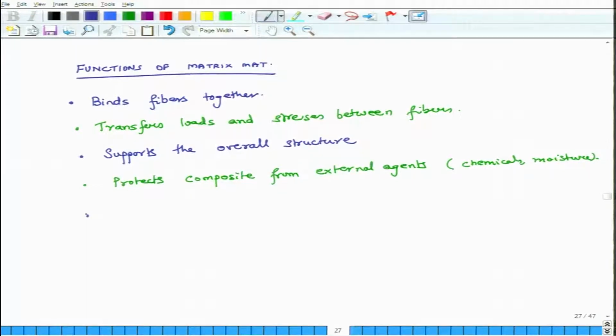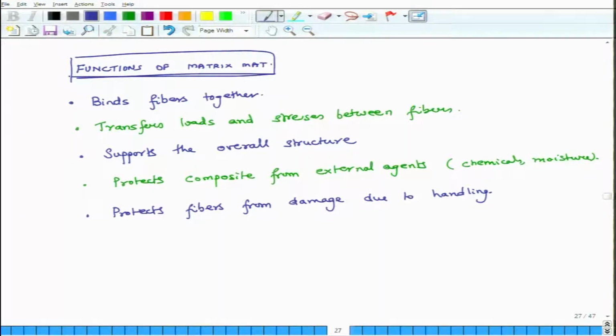And the last one is, it protects fibers from damage due to handling, like we saw in case of glass fibers, they can abrade each other. So, these are very important functions of matrix materials. So, whatever we choose, we have to make sure that all these things happen. If all these things are not being performed by a matrix efficiently, then it is not a good matrix material.